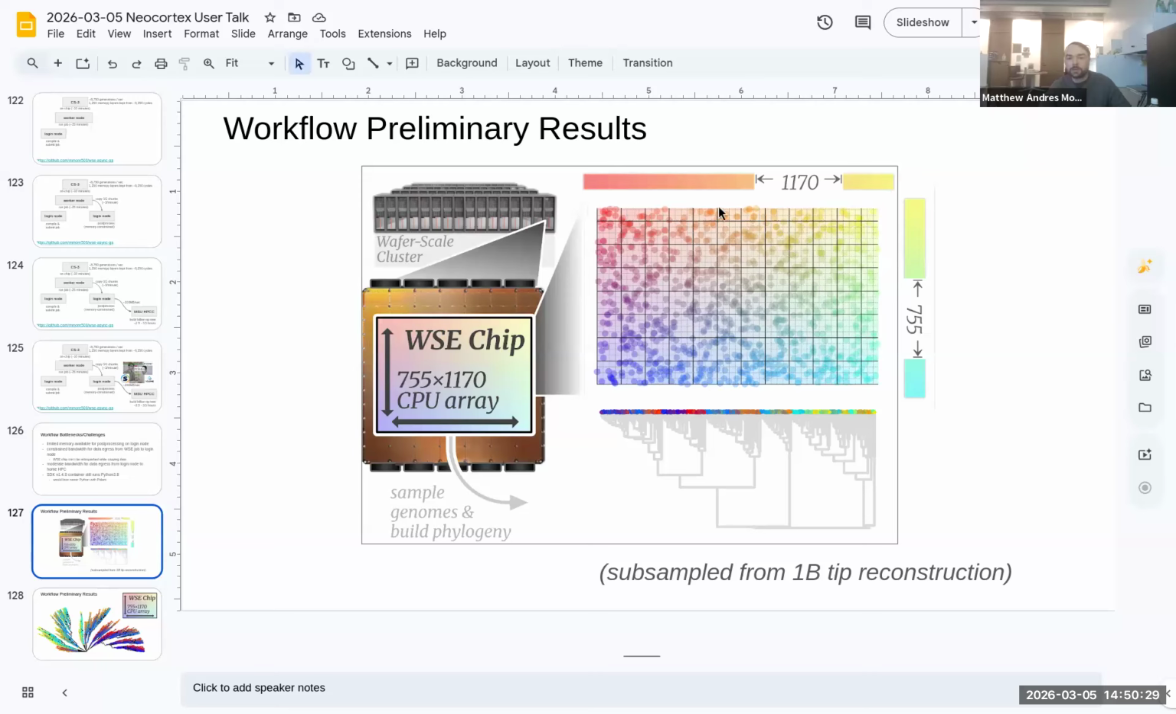So if we go along the left here and then up and down, this represents the actual spatial layout of processor elements on the chip, with these individual dots representing sites where we sampled a genome. And this phylogeny is just subsampled down to the canopy, so the very most recent set of genomes, with each marker in the tree corresponding to a site that we sampled a genome from on the Wafer-Scale Engine chip.